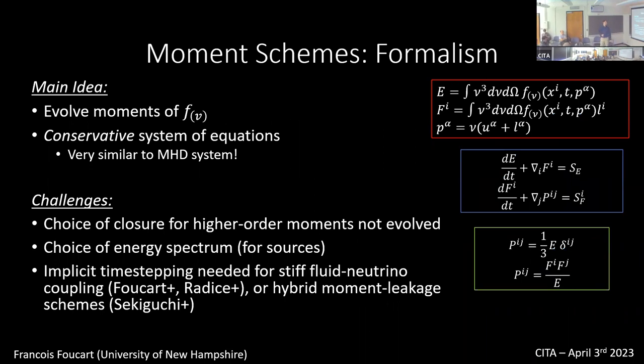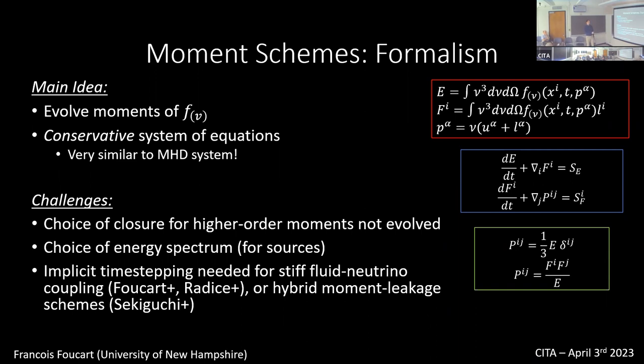All right, moment schemes. The general idea here is that instead of evolving the distribution function, you are going to integrate over momentum space, and you put different weights on your integral. So you integrate the distribution function as a function of angular distribution and energy, weighted by the energy, to get the energy density. If you weight it by the direction of propagation of the neutrino, you get the flux.